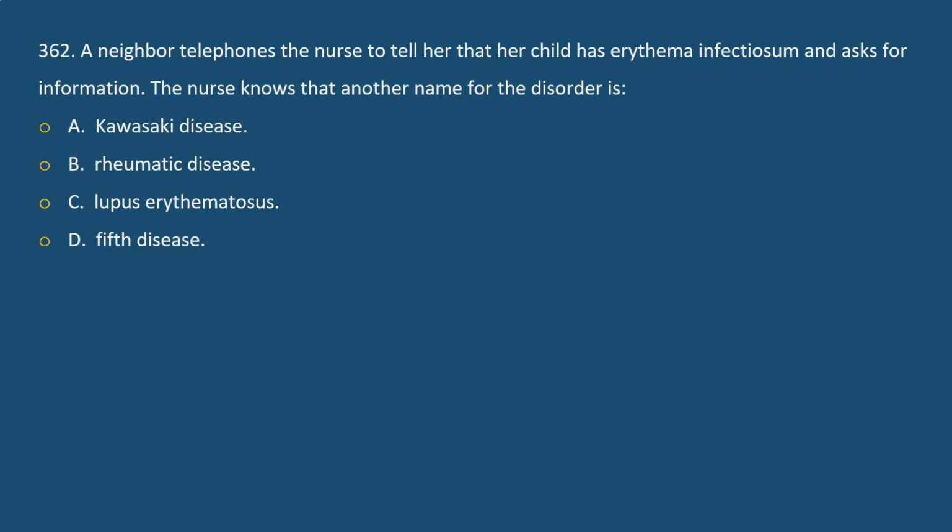Question 362. A neighbor telephones the nurse to tell her that a child has erythema infectiosum and asks for information. The nurse knows that another name for the disorder is: A. Kawasaki disease, B. Rheumatic disease, C. Lupus erythematosus, D. Fifth disease.